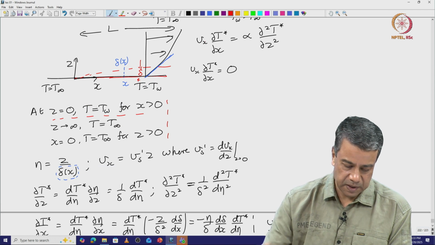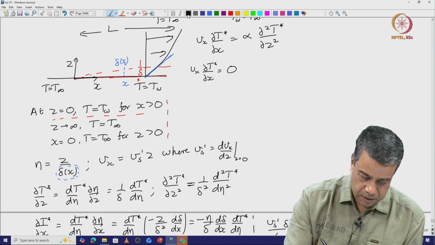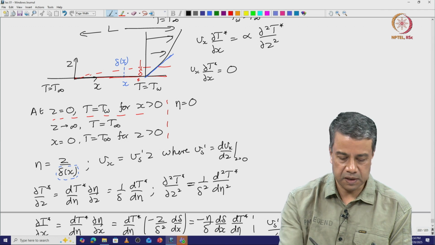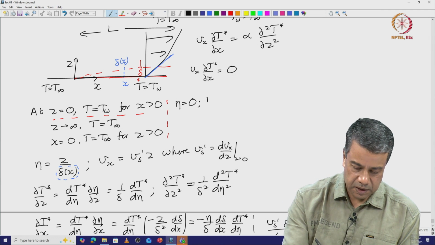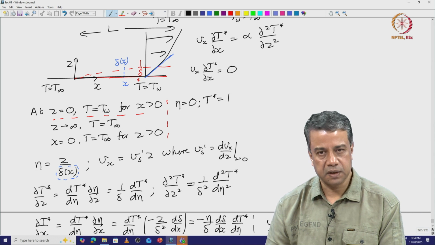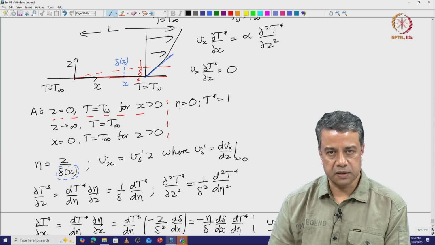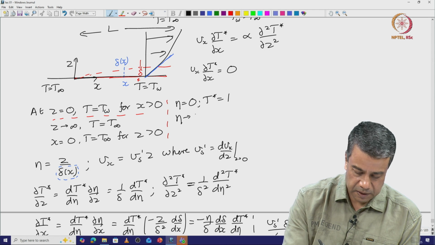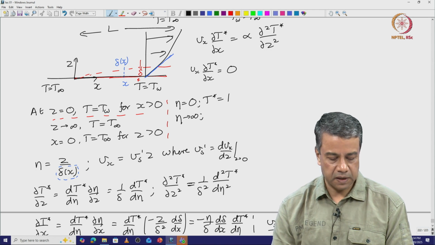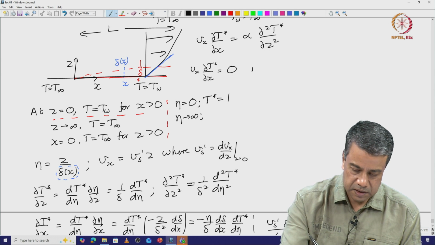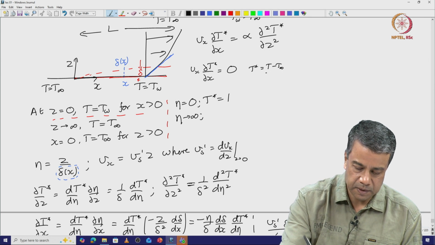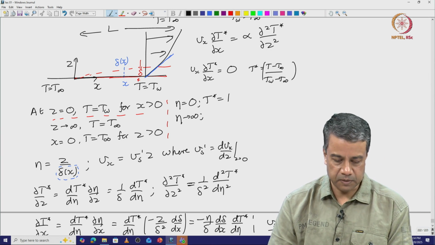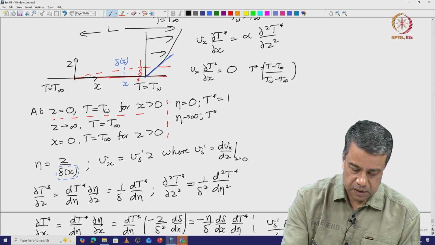Z is equal to 0 means that eta is equal to 0 because eta is equal to z by delta of x. T is equal to T w, so T star is equal to 1. At eta is equal to 0, T star is equal to 1. Z going to infinity means that eta going to infinity. Eta going to infinity, t is equal to t infinity. Note that t star is equal to t minus t infinity by t w minus t infinity. Therefore, t star is equal to 0.